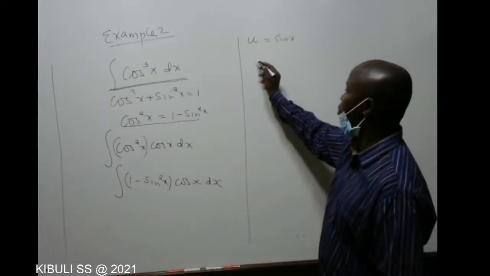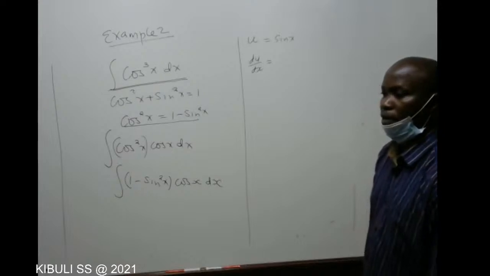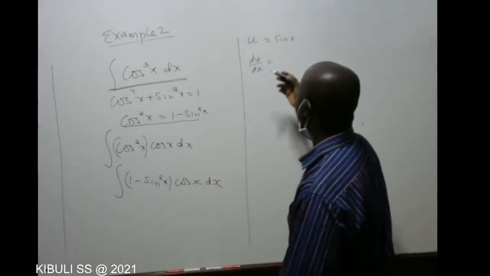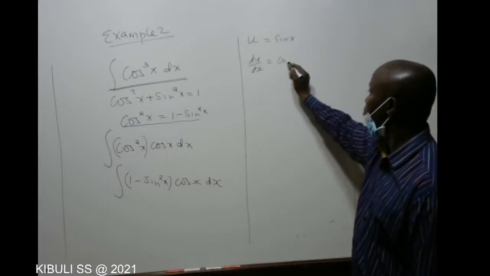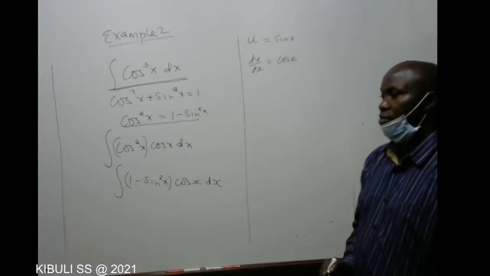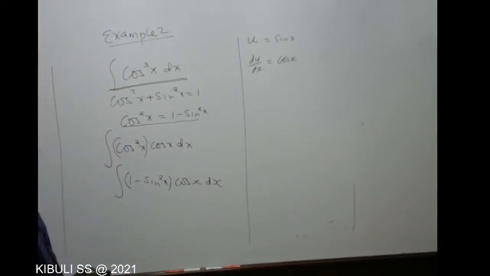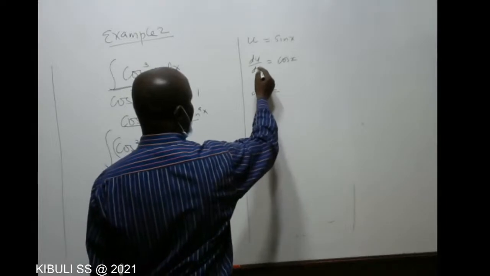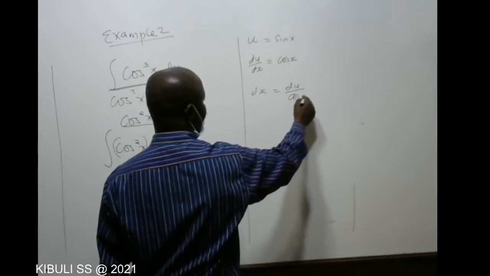And therefore go ahead to differentiate du over dx, which means we are differentiating sin x. And differentiating sin x from first principles, we get cos x. Go ahead to make dx the subject. So our dx is equal to du over cos x.